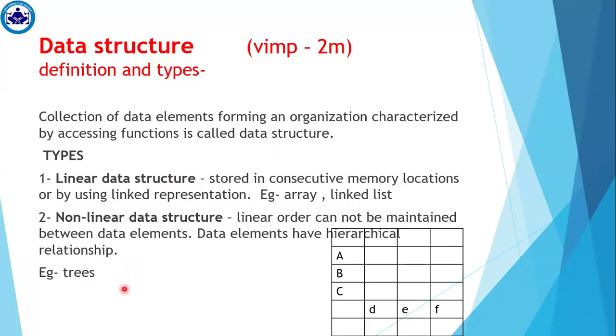The second type is non-linear data structure. When this linear order of the data cannot be maintained, then such data structure is called as a non-linear data structure. The data elements in the non-linear structure contain the hierarchical relationship, and the example of this is tree. The tree contains hierarchical relationship.